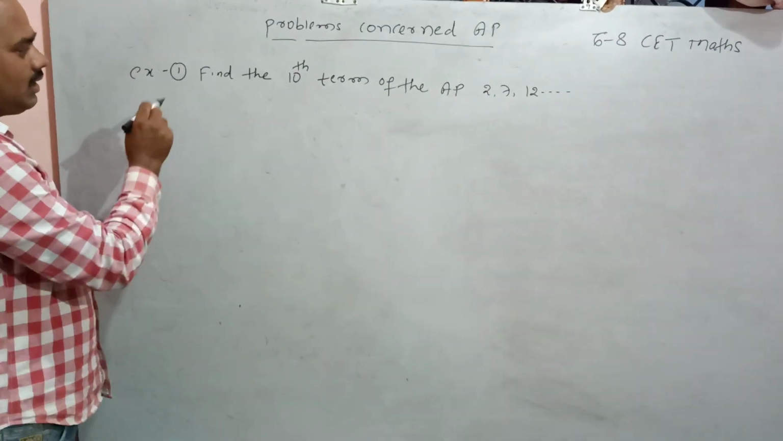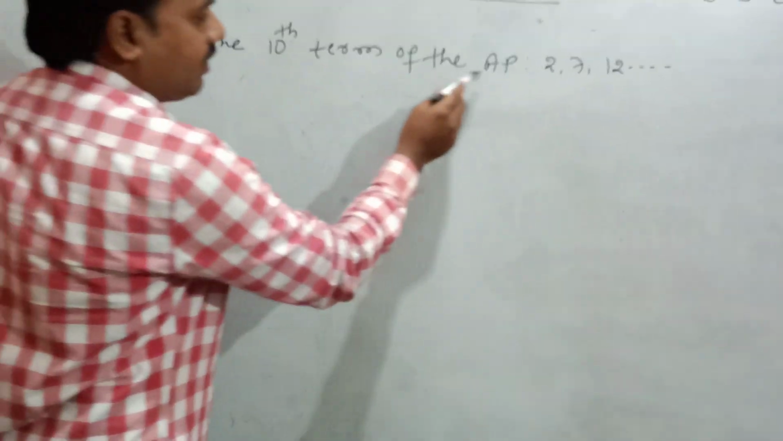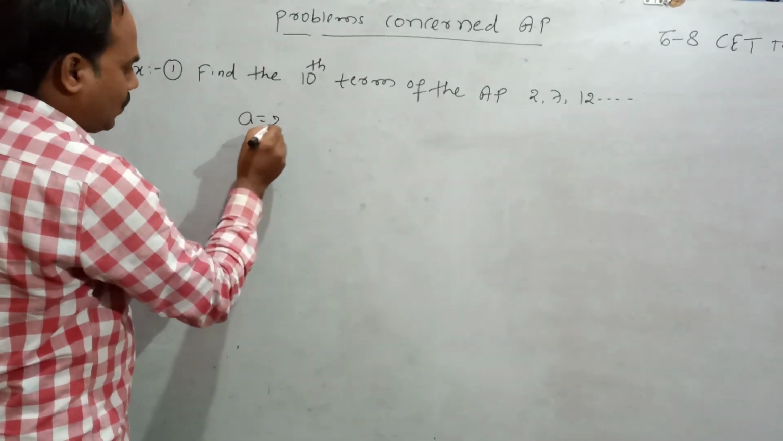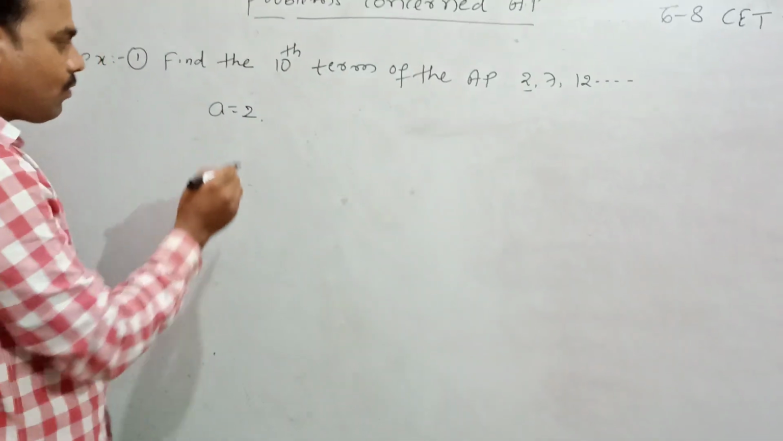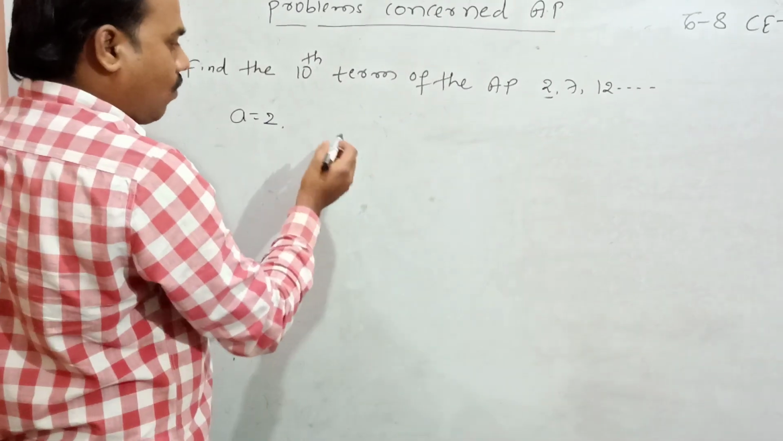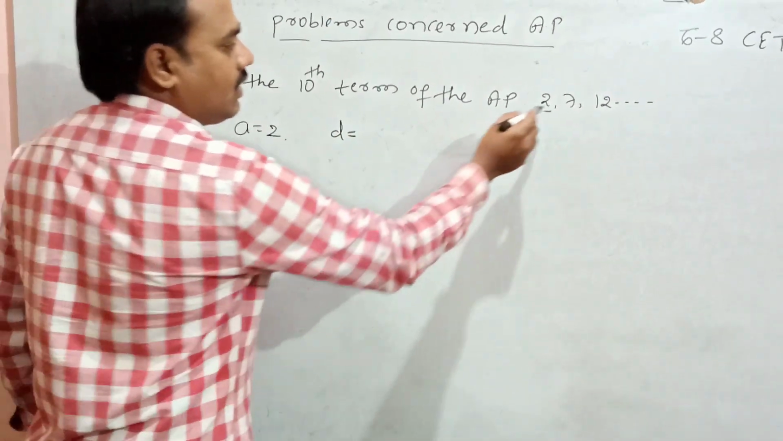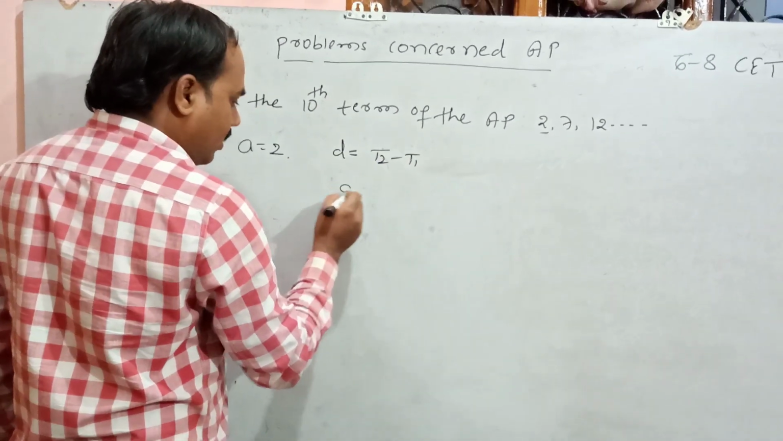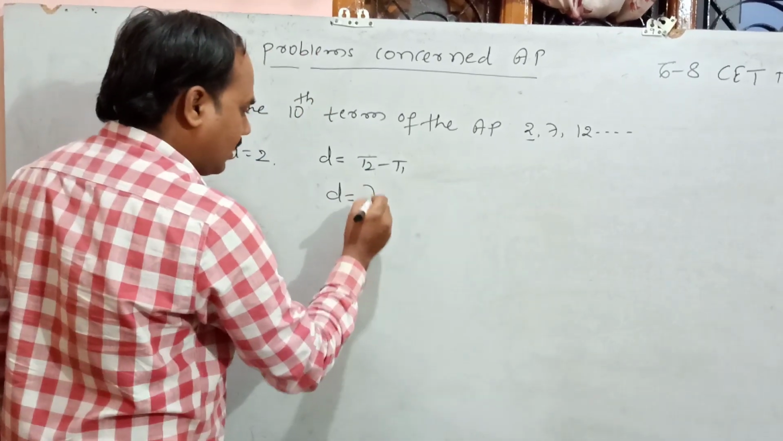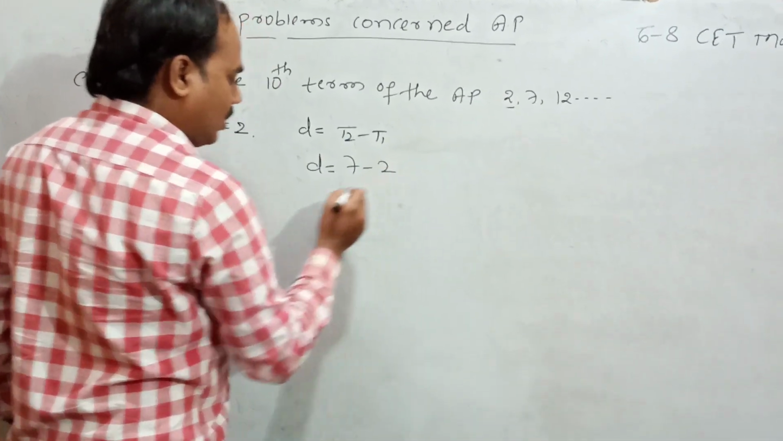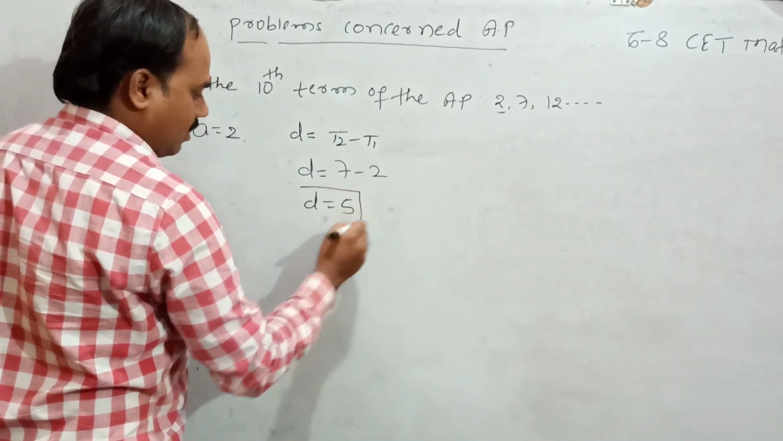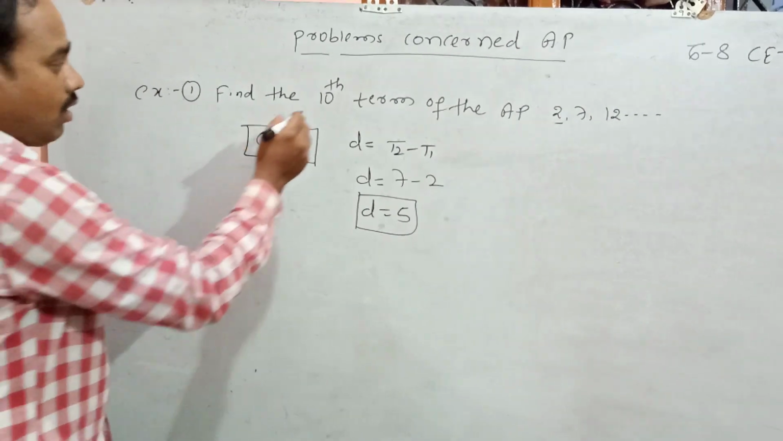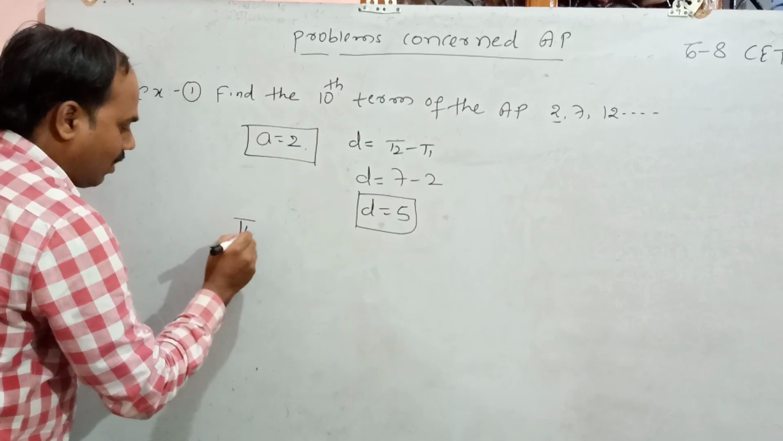In the first example, find the 10th term of the AP 2, 7, 12. This means A value is 2. This is the first term, therefore A value is 2, and after that we want to find the D value. D means, you know already the formula for D, T2 minus T1. What is the value of T2? T2 means second term, that is 7 minus first term 2, D equal to 5. Okay? A value is 2 and D value is 5, therefore 10th term means we want to find the value of T10.